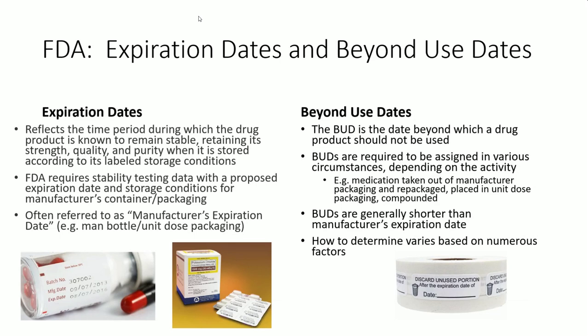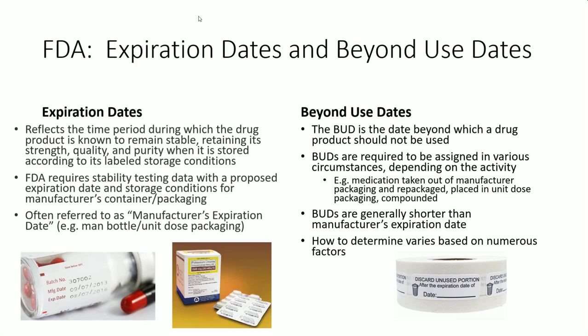So what are expiration dates and what are beyond use dates? This is how the FDA describes it. An expiration date reflects the time period in which the drug product is known to remain stable, retaining its strength, quality, and purity when it's stored according to labeled storage conditions. That's the labeling of the manufacturer. The FDA, through the drug approval process, requires stability testing from the manufacturer. They have to do studies and explain to the FDA what this should be, and this is approved by the FDA, and that's the expiration date they're allowed to put on the package.